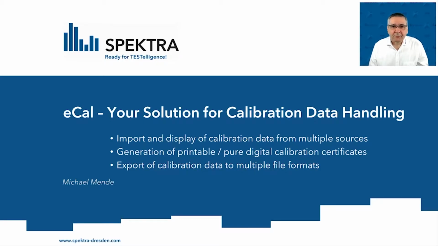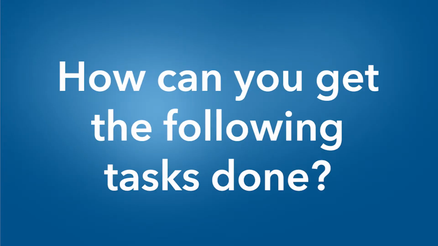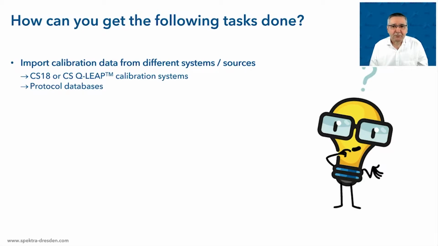When we started the development of eCal, we tried to find an answer to the following question: how can we get the following tasks done? The tasks we have to manage here is, on the one hand, the import of calibration data from different sources. So that's something you may not have in your lab, but we have this task at the moment. We have two different systems here. We have our renowned CS18 calibration system, and we have the new generation of QLib systems running in the same lab. And both export data with different formats, and so we needed a tool that allows us to have a workflow from the import of the calibration data to a calibration certificate with one tool.